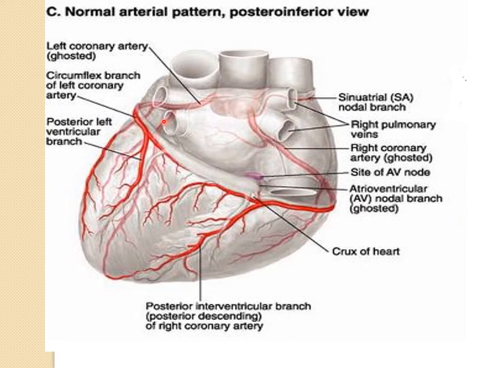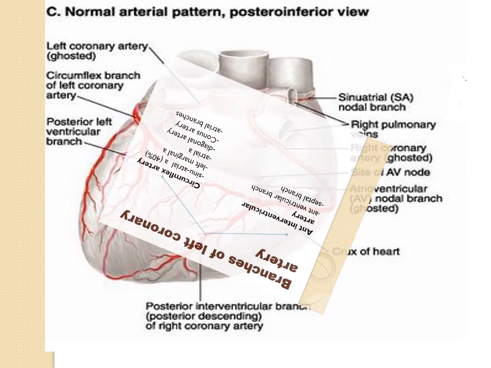This is the posterior view of this left coronary artery. Here you can see the circumflex branch of this left coronary artery. This is the posterior left ventricular branch of the left coronary artery. So this is the pattern for the posterior inferior view of this left coronary artery. This is the crux of the heart. These are the pattern of this right coronary artery. Posterior interventricular branch of this posterior descending or the right coronary.